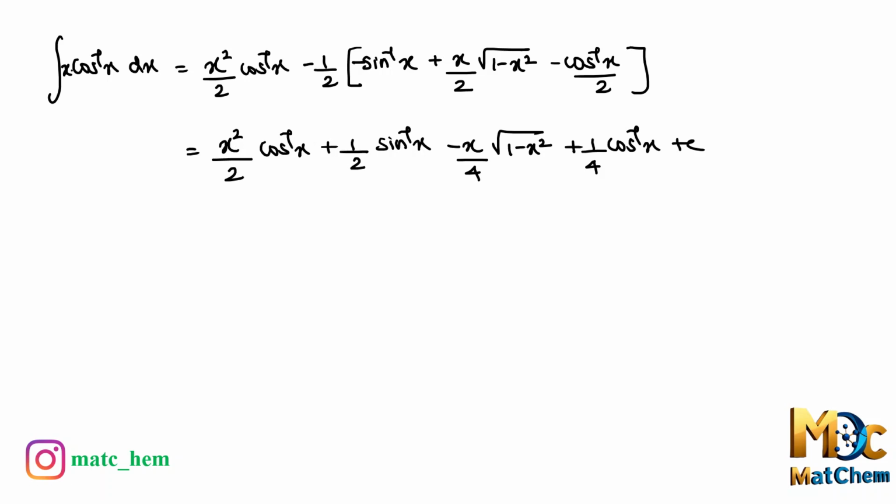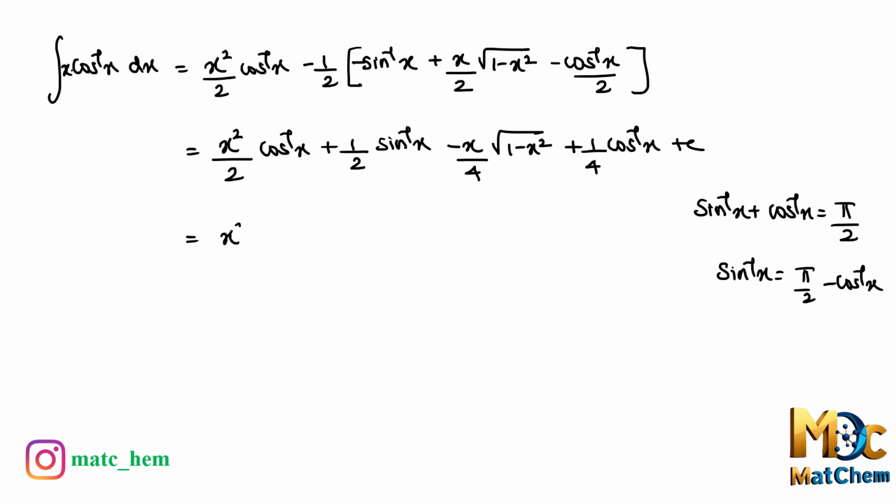So the cos inverse, what is 1 by 2 sine inverse x? There is a connection between sine inverse x and cos inverse x. What is that? Sine inverse x plus cos inverse x equal to pi by 2. That is, sine inverse x can be written as pi by 2 minus cos inverse x.